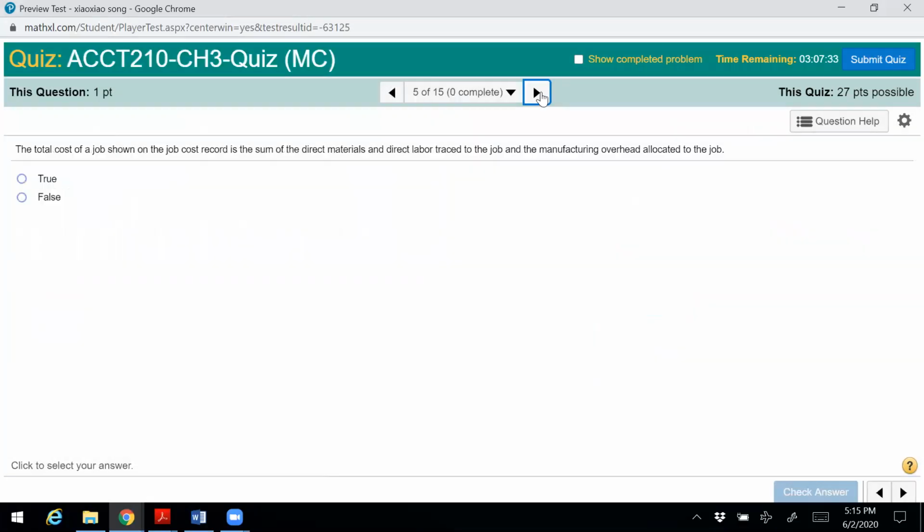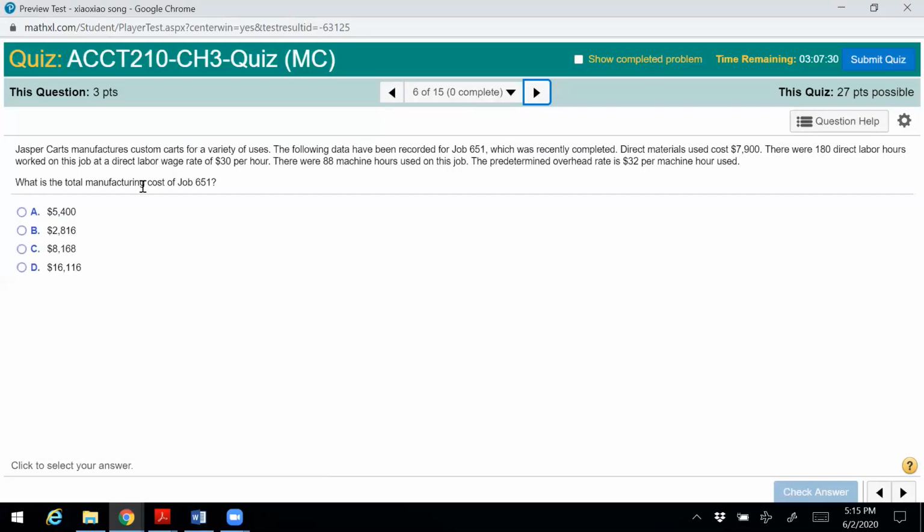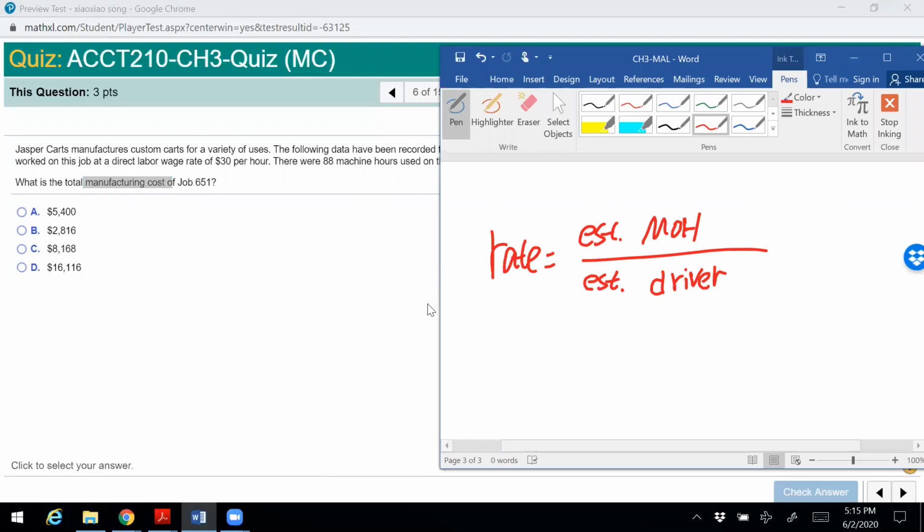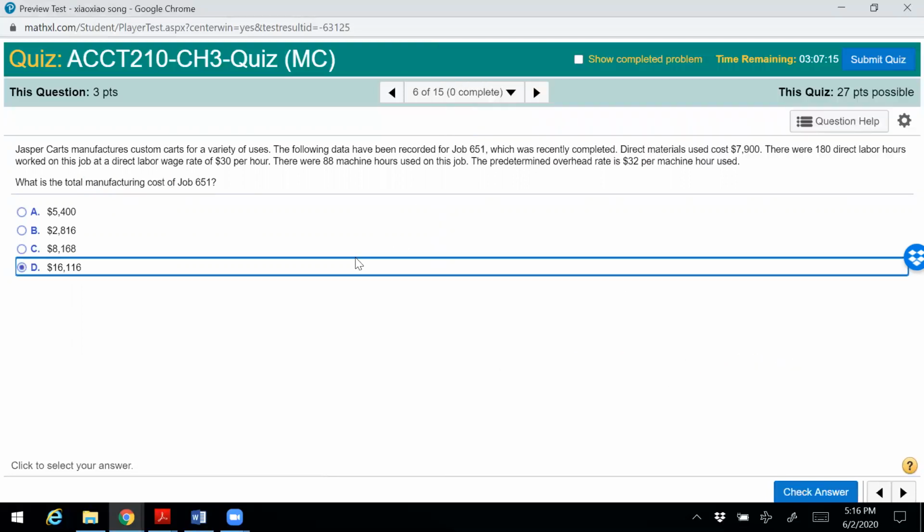Okay, next one, I'm not going to say true or false. I ask, what's the total manufacturing cost? How did we say? It equals your direct material plus direct labor plus your allocated manufacturing overhead, right? It tells you the cost is based on this direct material, and then you have direct labor, the rate is $30 per hour. The predetermined rate is based on machine hour, so you have the rate and you have the actual machine hour. I'm not going to tell you the answer, but we did a practice together.